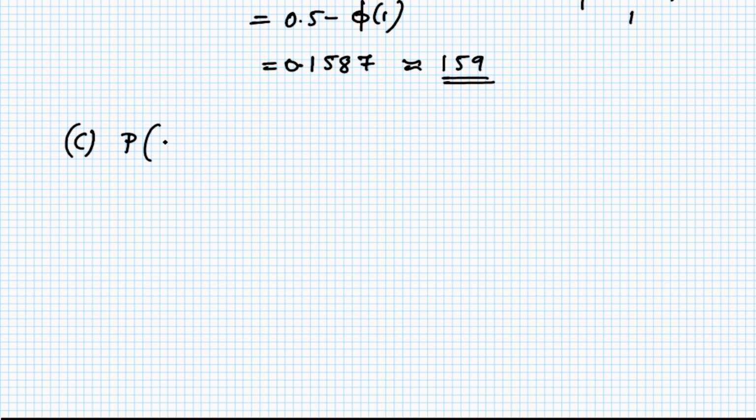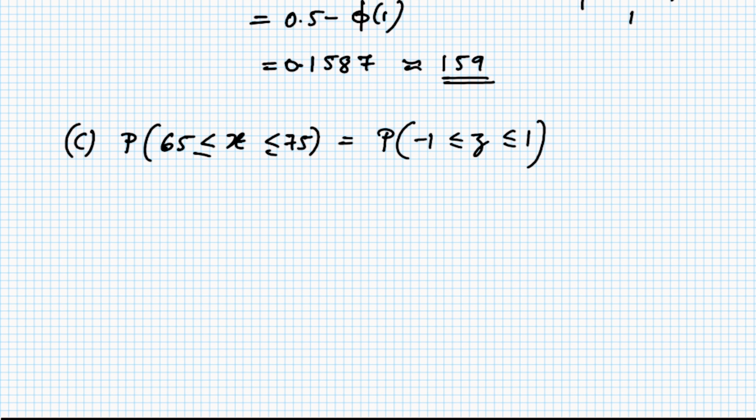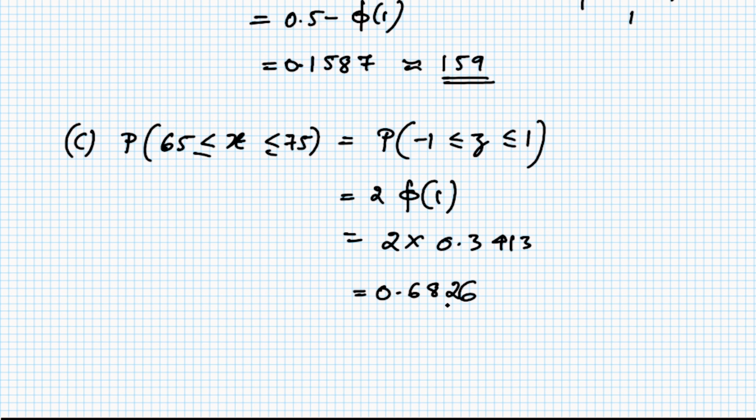So the probability that 65 is less than or equal to X less than or equal to 75 can be directly converted into the probability that -1 is less than or equal to Z less than or equal to +1, from -1 to +1. So it is the same as 2 times the probability of 0 to 1, that is phi of 1, correct? So that is 2 times phi of 1, 0.3413, which means 0.6826. This is the probability.